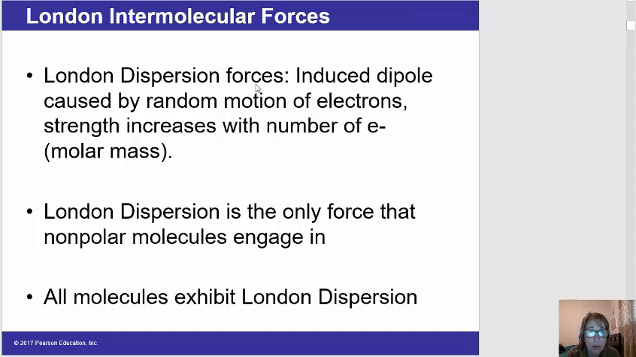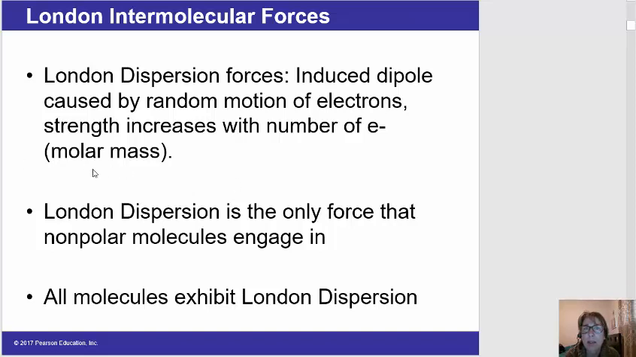London dispersion force is one of those, and that is an induced dipole caused by the random motions of electrons. So for example, if electrons are in one particular part of a molecule, there'll be a partial negative. The other part of the molecule will have a partial positive, and then that partial positive will attract electrons from a nearby molecule, causing that molecule to have a partial negative and then a partial positive on the other side. So they're very brief. And the more electrons a molecule has, the stronger that London dispersion force is.